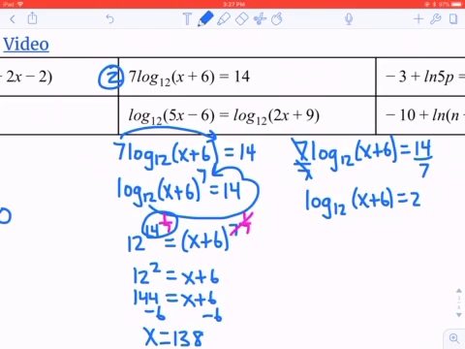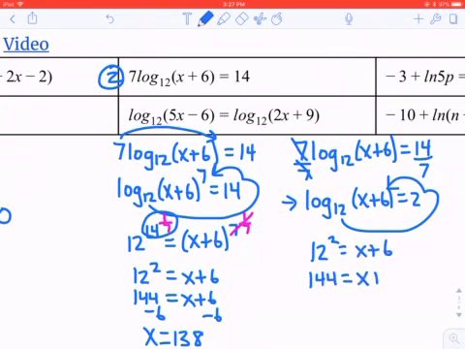So now let's look at it the other way. If we have log base 12 of x plus 6 equals 2 right here, then we could rewrite this one in exponential form and get 12 squared equals x plus 6. 12 squared is 144 equals x plus 6. And then if we subtract 6, we end up with the same answer.